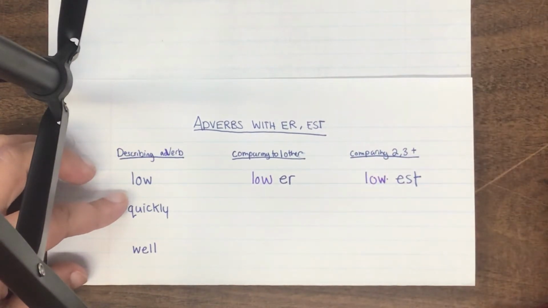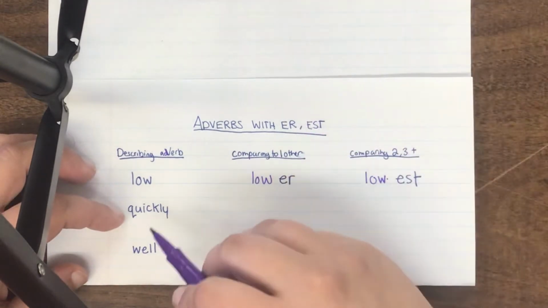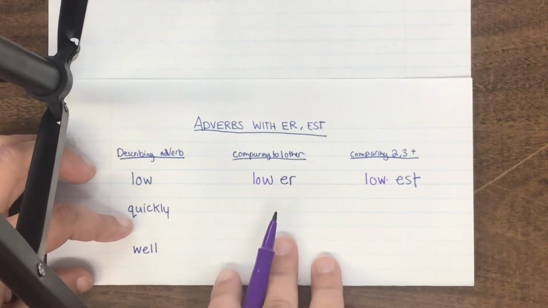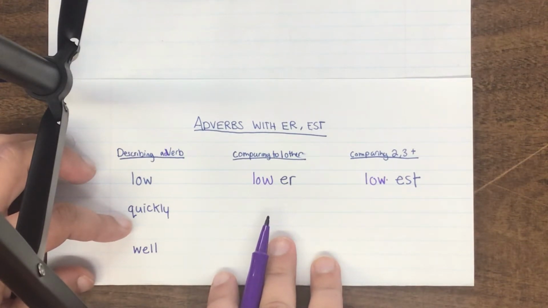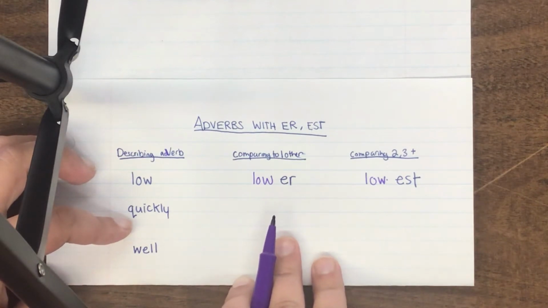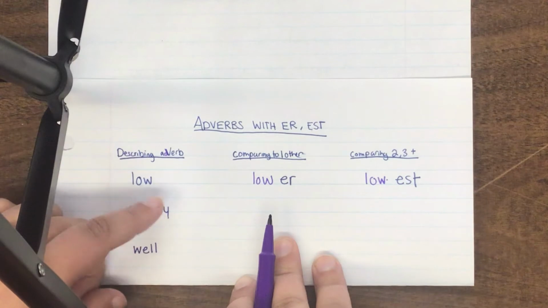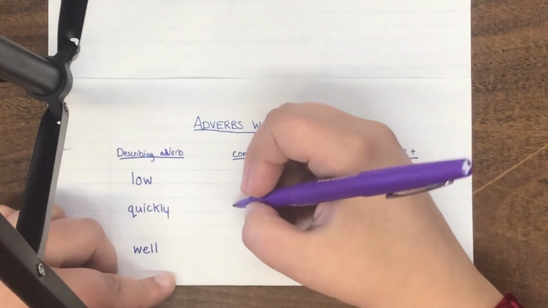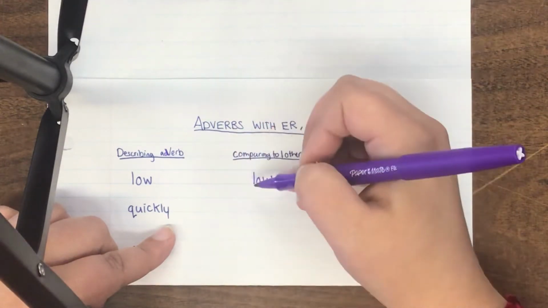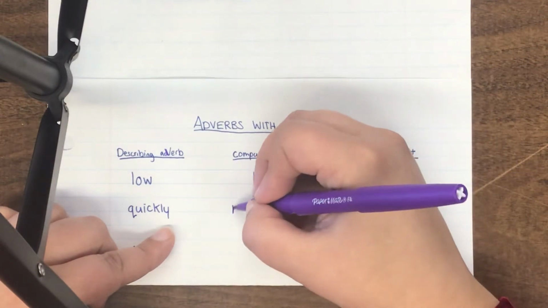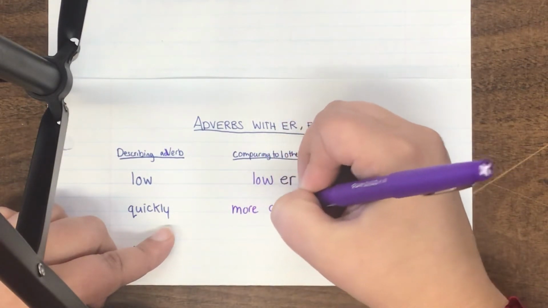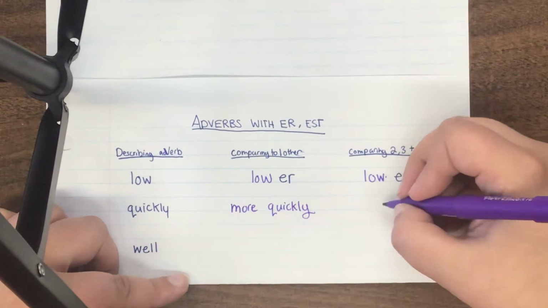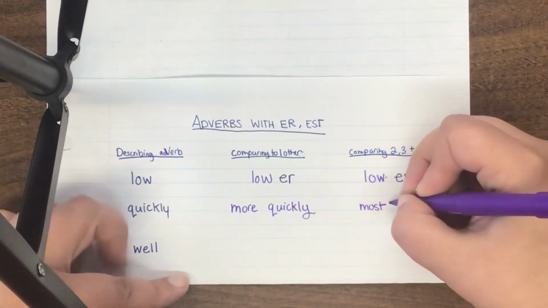So that's pretty straightforward. But a lot of our adverbs end with an ly. When I'm comparing quickly to something else, would it make sense to say quicklier? No, that's too many syllables. It's like a whole bunch of things on top of each other. So instead of adding ER to my ly adverbs, I'm going to use the words more and most. If I'm comparing how quickly someone is running to one other person, I'm going to use more quickly. And if I'm comparing it to 2 people or more than that, I'm going to use most quick.